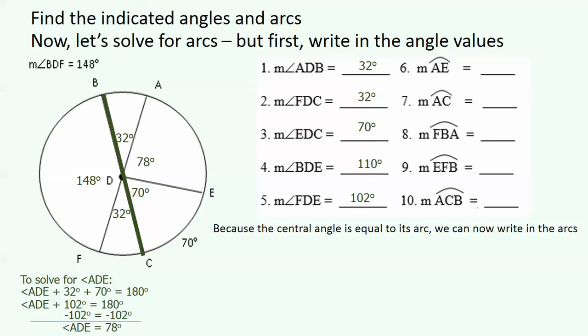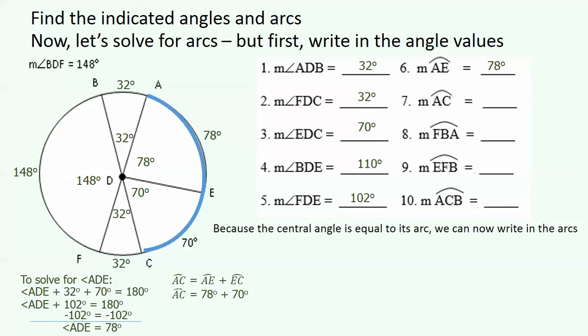All right. So now, because central angles are equal to their arcs, we can find our arcs. So starting with the measure of AE, I see that the measure of AE is 78 degrees. Now let's find the measure of AC. I can see that AC is formed by AE plus EC. So the whole thing AC will equal AE plus EC. So arc AC will be 78 plus 70. That is, arc AC will be 148 degrees.